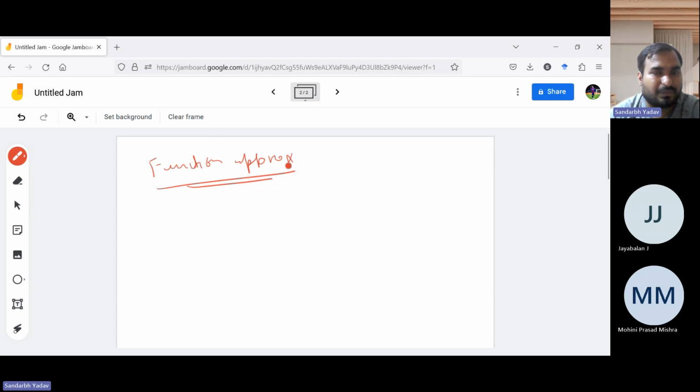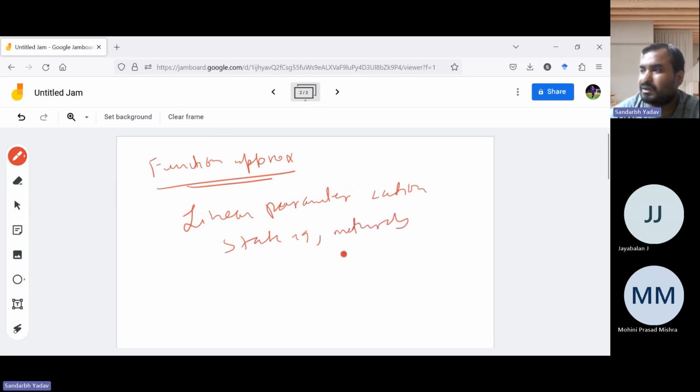So we move to this function approximation domain, where you can use neural networks, or there are other function approximators also, tile encoders and everything. The main focus of this lecture was on linear parameterization: how to use linear parameterization for function approximation, and there were state aggregation methods, and how to use eligibility traces with function approximation.